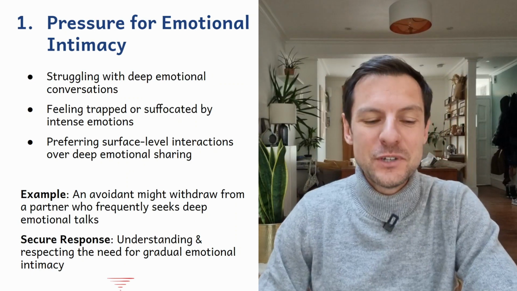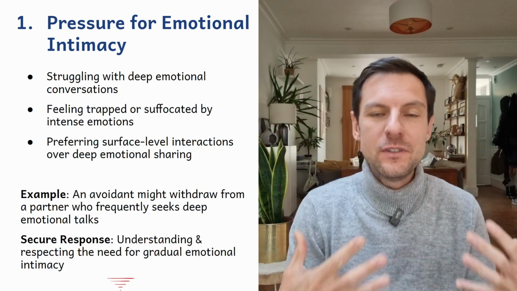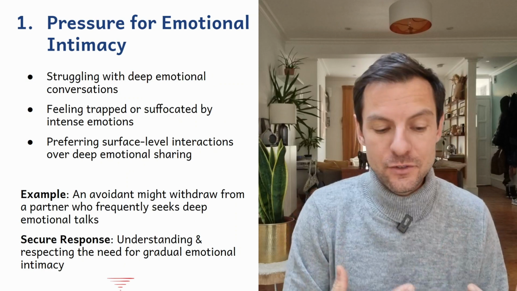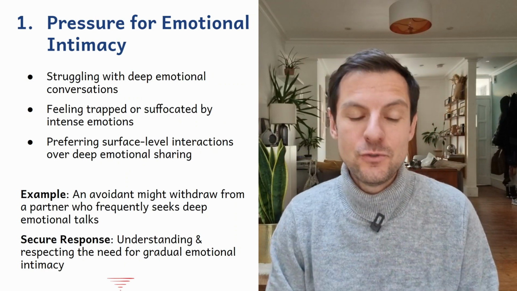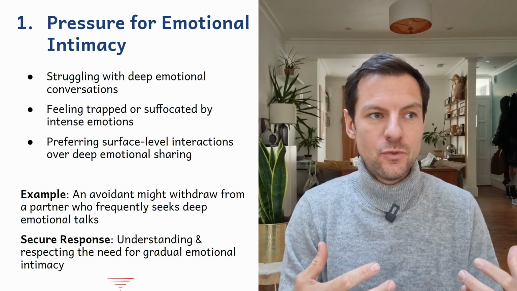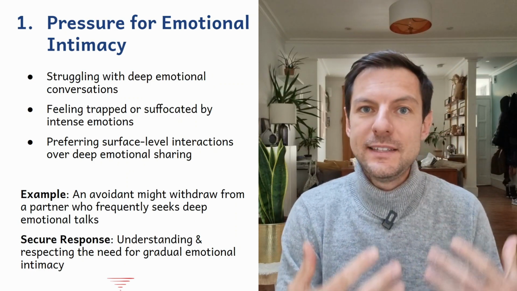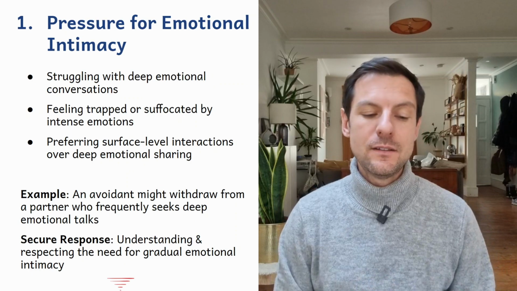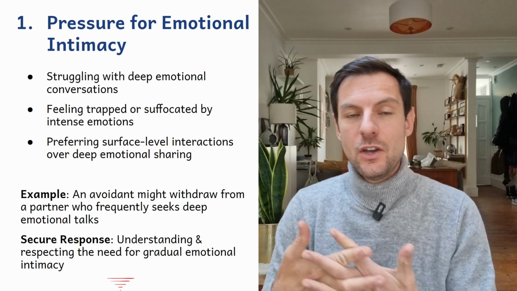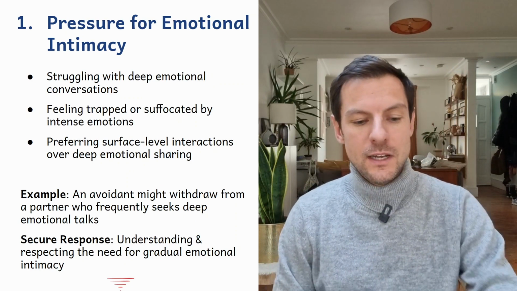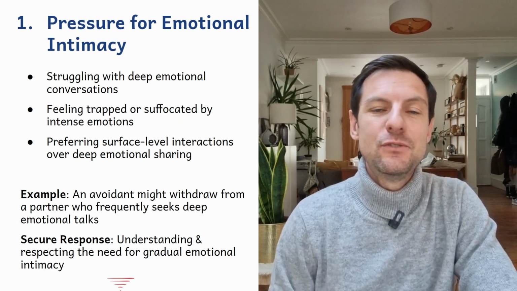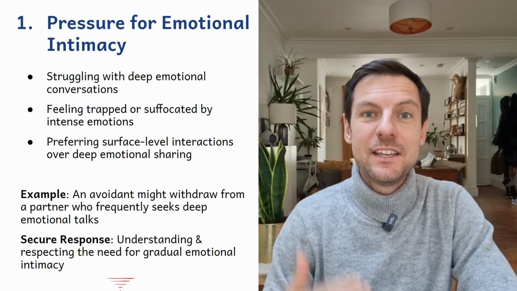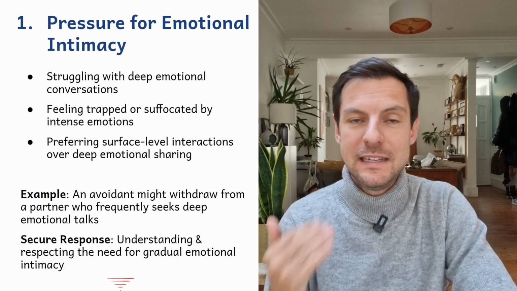So first of all is the pressure for emotional intimacy. The problem with the avoidant is they have a harder time understanding their emotions, understanding how they can relate to people's emotions. And so when we are trying to connect at an emotional level, they can feel suffocated by those intense emotions. What usually defines someone who has an avoidant attachment style is that they like shallow relationships, surface level interaction.